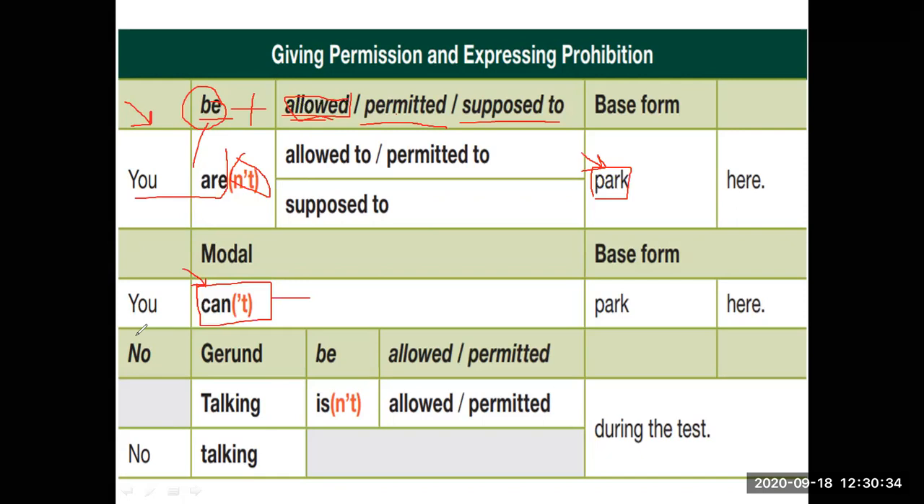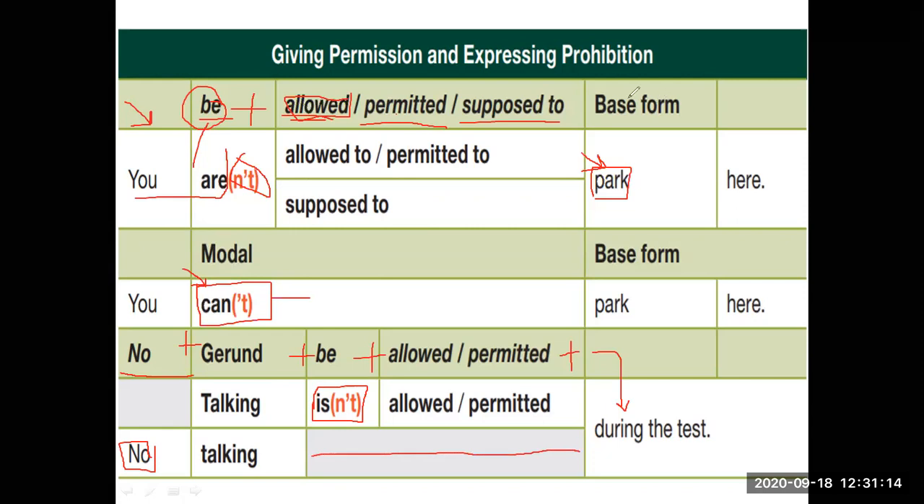Another way to express permission and prohibition is this structure: gerund plus the verb to be plus allowed or permitted plus the complement of the sentence. Obviously I am using the negative here. That is why I have two examples. One is using the negative with the verb to be, and the other is using the negation first and not using negative or other words here.